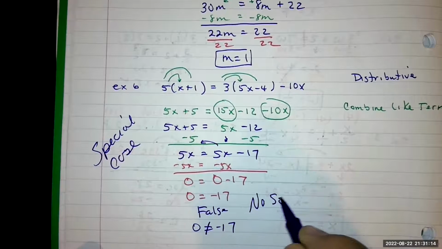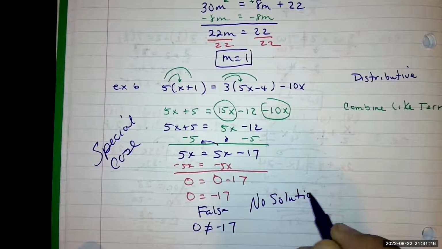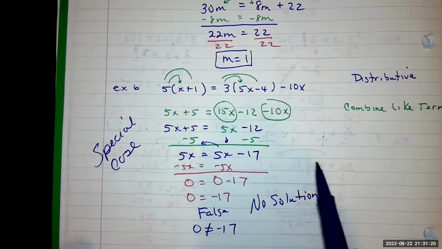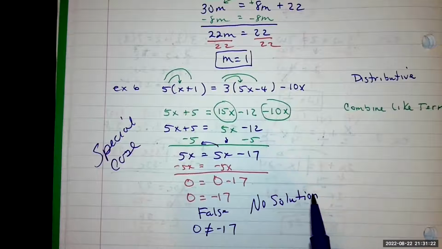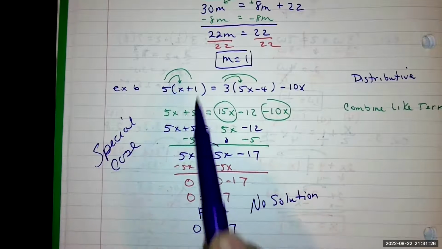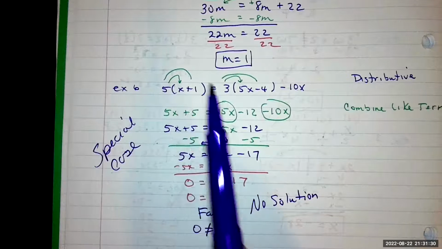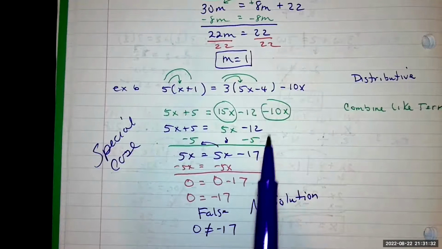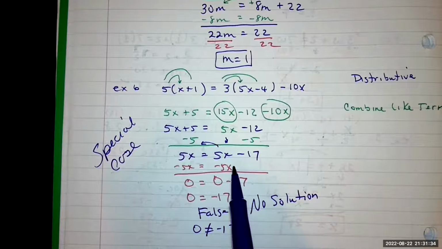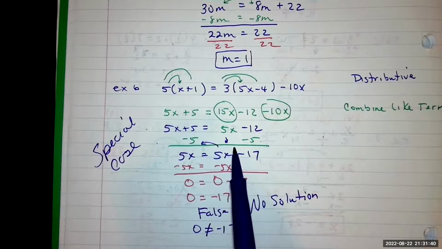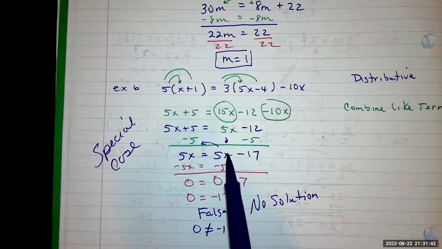no solution. And no solution means none of the answers will work. So we can pick any number, negative, fractions, positive numbers, any number, and you can plug it in here. This side will never equal this side. It'll never happen. No matter what number you pick, it just will not work. And I can show you.